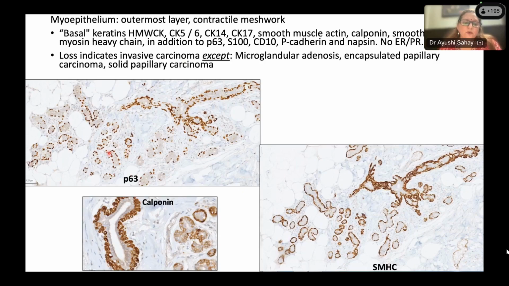Generally, we put a nuclear marker which highlights the nuclei of the myoepithelial cells and a cytoplasmic marker, so that when the lining is attenuated, at least one of the markers will pick up the lining. So at least two markers are put at a time. Besides this, what do you have?